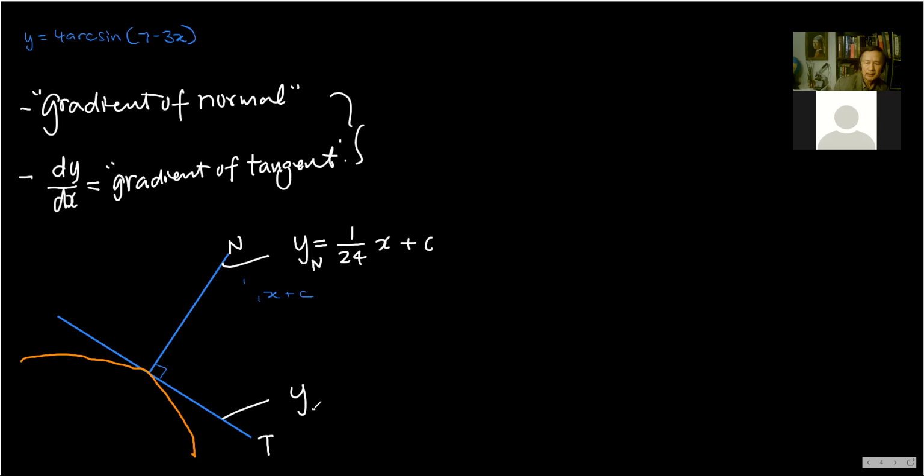So can you write the tangent function based on the normal? Are the gradients equal to 0? No, it's the reciprocal, negative. Did you forget this part? Can you see? If two straight lines are perpendicular, their gradients are the negative reciprocal.